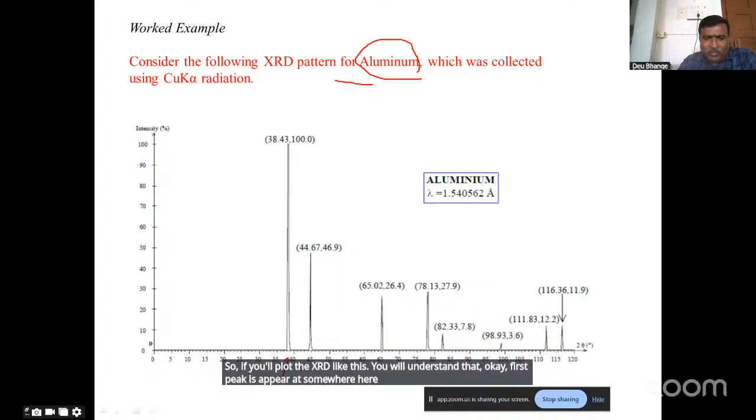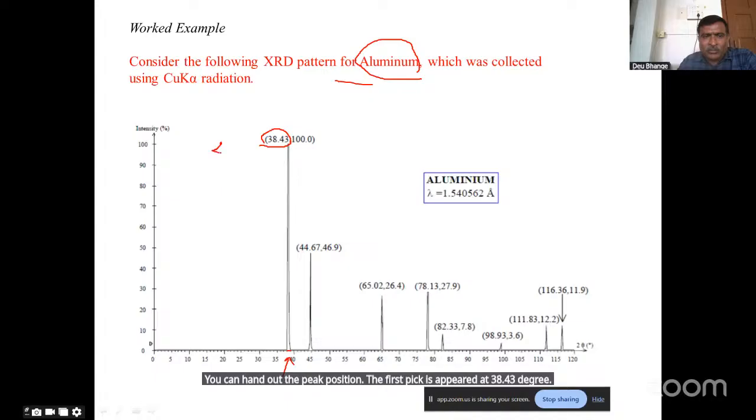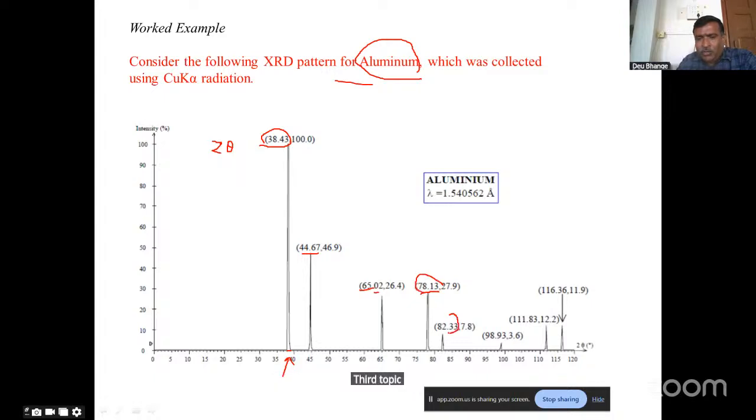If you plot the XRD like this, you will understand that the first peak appears somewhere here, and by using different types of software, you can find out the peak position. The first peak appears at a 2 theta value of 38.43 degrees. Second peak appears at 44.67. Third peak appears at 65.02. Fourth is at 78.13 degrees 2 theta. Fifth peak appears at 82.33.